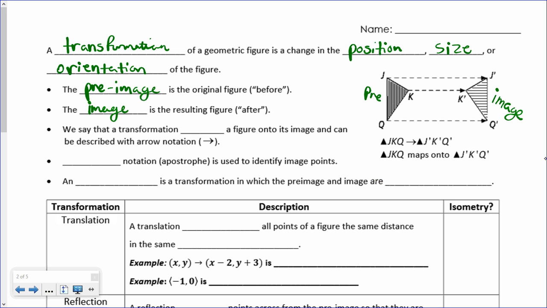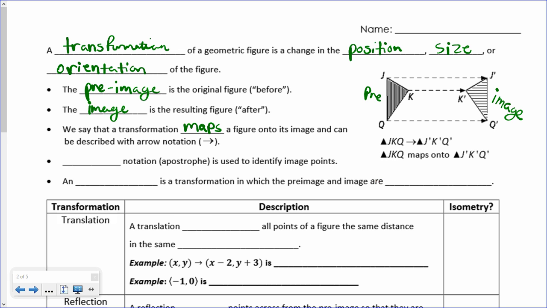All right? A special word we use to say that we go from the pre-image to the image is the word map. You can say that a transformation maps a figure, maps with an S, maps a figure onto its image and can be described using this arrow notation. We've seen this before in Unit 2, right? In Unit 2, this meant if then. So with words, it means if then. With shapes, it means map onto. So in this picture, I have triangle JKQ maps onto triangle J prime, K prime, and Q prime.